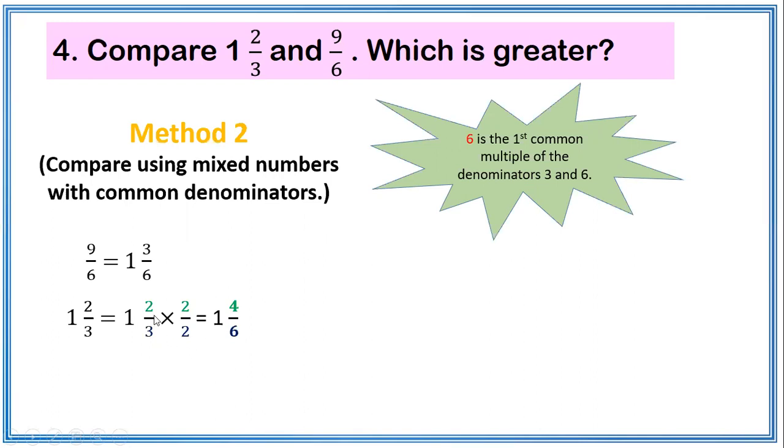So we need to multiply 2 out of 3 by 2 out of 2 to get a denominator of 6. So 2 times 2 is 4, 3 times 2 is 6. Then copy the same whole number part. Now we can easily compare the mixed numbers. So 1 and 2 out of 3 is equal to 1 and 4 out of 6.